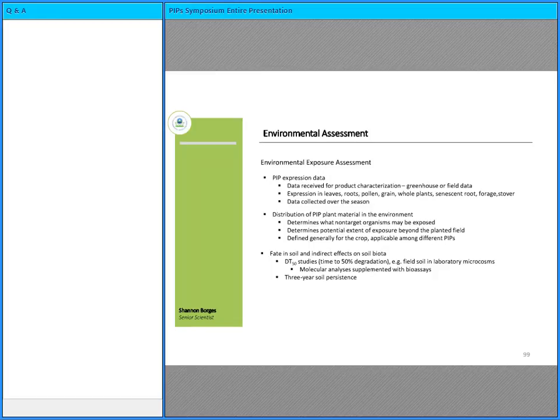We have also asked for 3-year soil persistence studies. This was something that we did for BT-based PIPs a long time ago when we were first registering them, when there was a lot more uncertainty. After receiving these data on several active ingredients, we determined that we had enough information to make a determination for those types of PIPs and determined that we didn't need those data anymore. But if something unique came up that we had a high level of uncertainty with, we may ask for those types of data again.